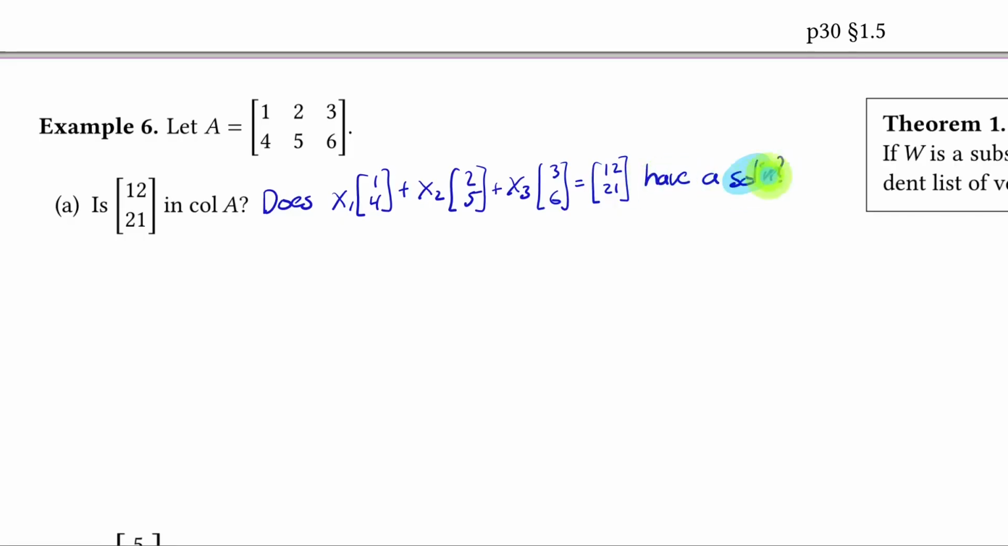If it does have a solution, there exists a way to write the vector 12, 21 as a linear combination, and so it is in the span of the columns. So we do the usual thing where we rewrite this as an augmented matrix of the corresponding system of linear equations. And then we can row reduce it using the same sequence of row operations we did in the last example.